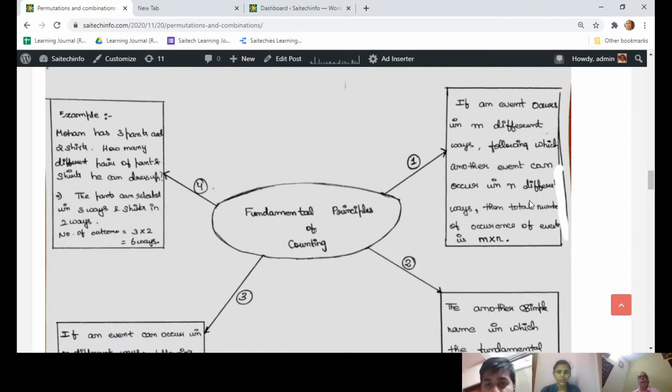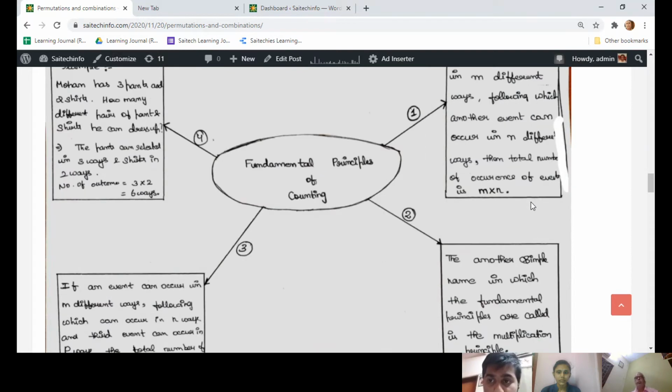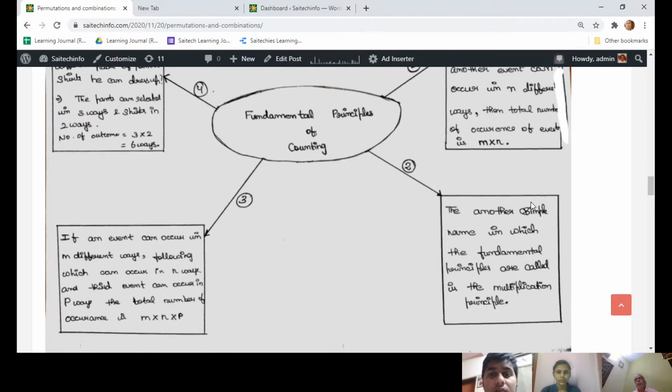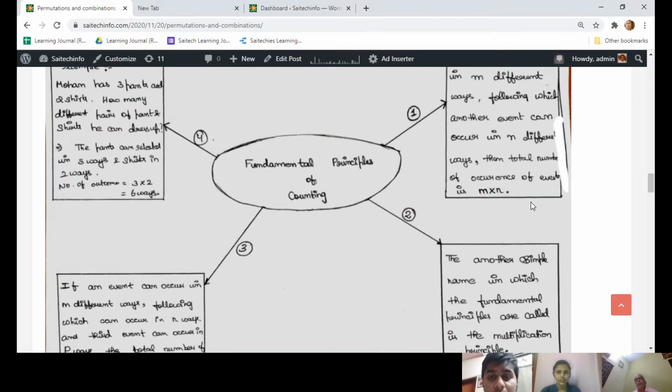Fundamental principle, first we should see the definitions. That is, if an event occurs in m different ways, following which another event can occur in n different ways, the total number of occurrences of the events is m into n. So here they are saying that an event is occurring in m ways and another event is occurring in n ways. So we have to find the total occurrence, so we should multiply both the occurrences.